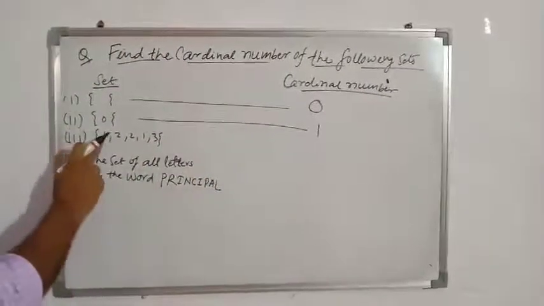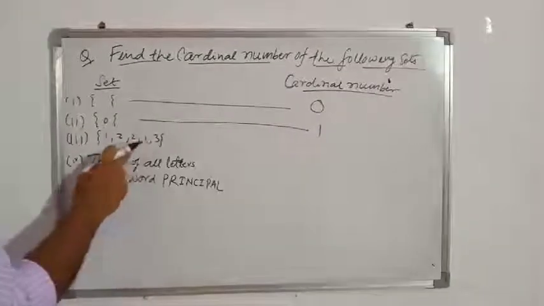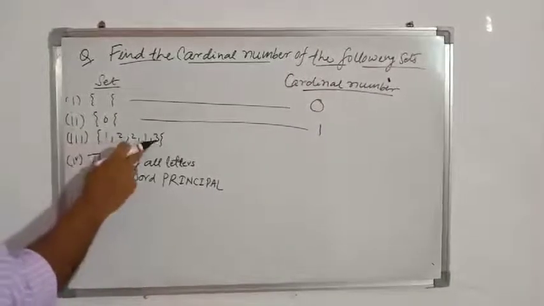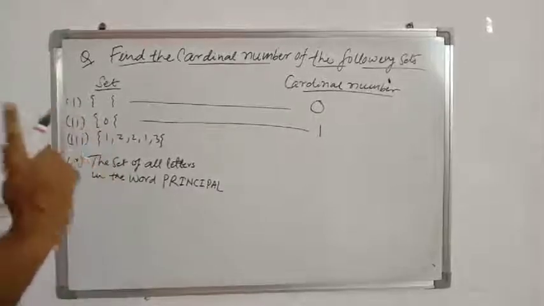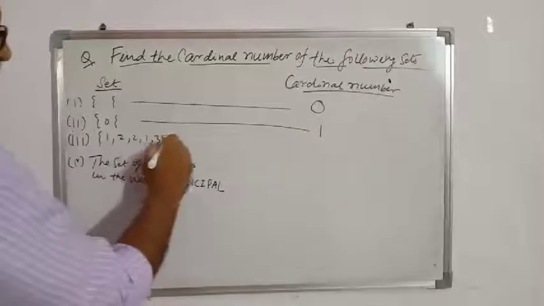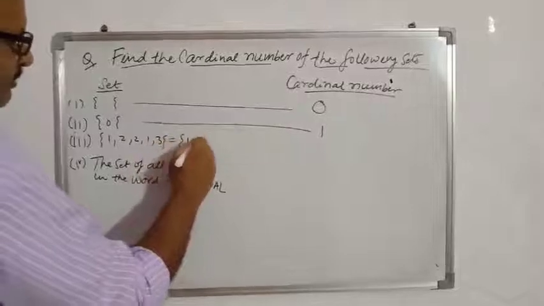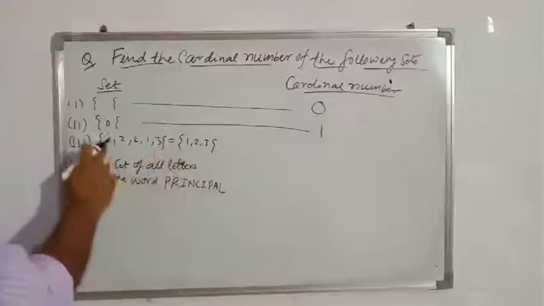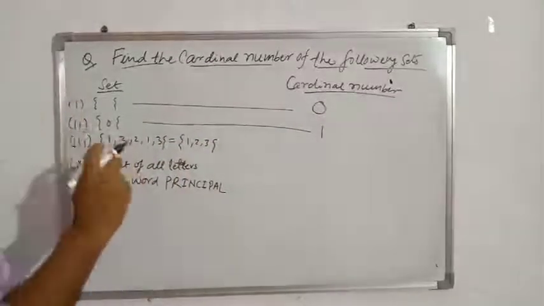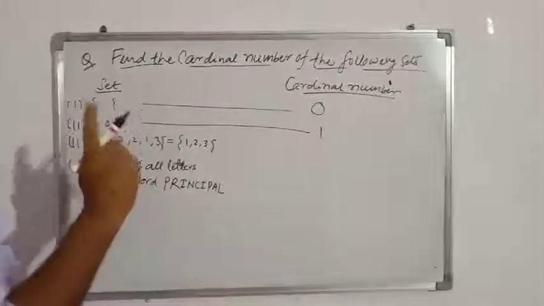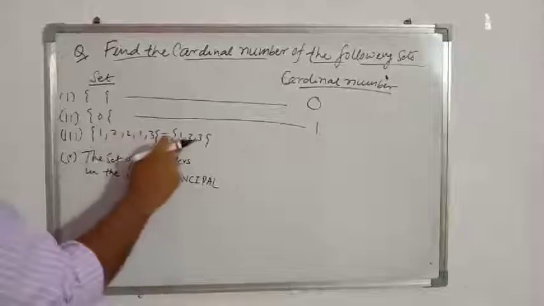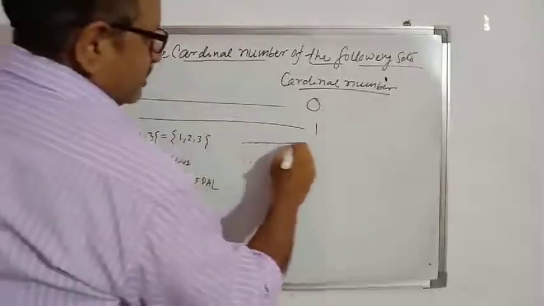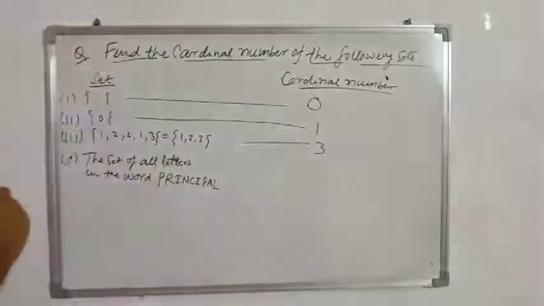See the third one. 1, 2, 2, 1, 3. Here in this set 1 has come 2 times. 2 has come 2 times. But we have to count it only 1 time. It means this set can be written like this. 1, 2, 3 only. 1 has come 2 times, we have to consider 1. 2 has come 2 times, we have to take it only 1 time. And 3. So how many elements are there? 1, 2, 3. 3 elements. So cardinal number is 3.